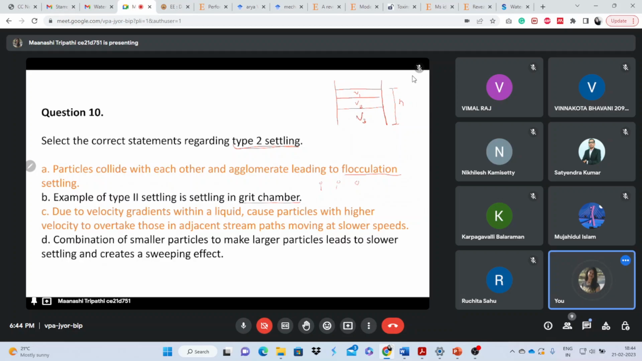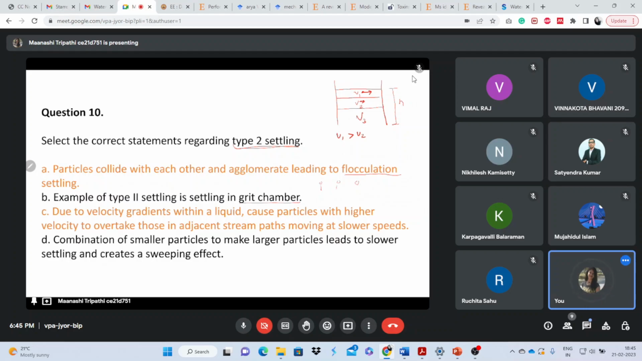So due to velocity gradient, for example if v1's velocity is greater than v2, the particles having v1 velocity will move faster than the particles having v2 velocity. So that is what is written. This is very simple to understand: the particle having more speed will overtake the particle having lesser speed.